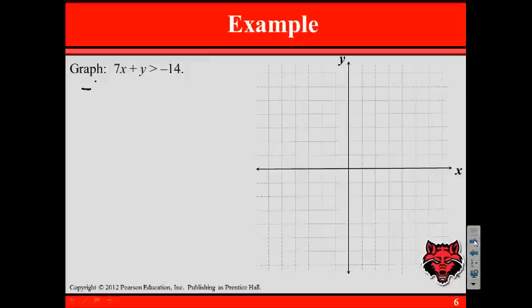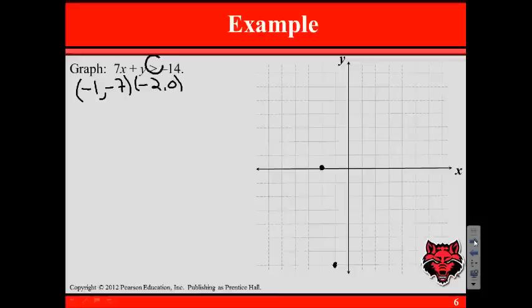So we have the 2 points, negative 1, negative 7, and negative 2, 0. So we go to our graph and we plot these 2 points. We go to the left 1 and down 7. For the second point, we go to the left 2. We don't go up or down at all because the y coordinate is a 0.